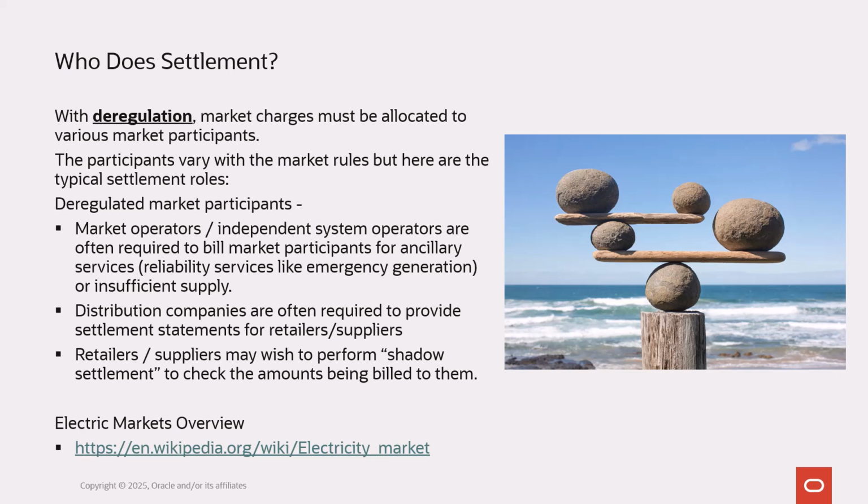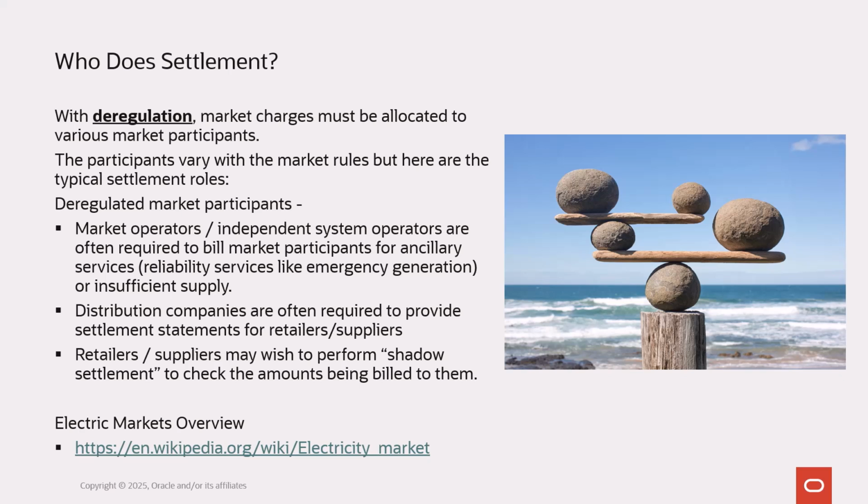The first question is, who does the settlements? Okay, so as we all know that mainly the electricity supplier is responsible for purchasing electricity from the wholesale market or maybe directly from the generators, selling it to the customers and billing them for the electricity consumed. So, the retailers, suppliers, or even distribution companies who buy and sell the energy are required for settlements.